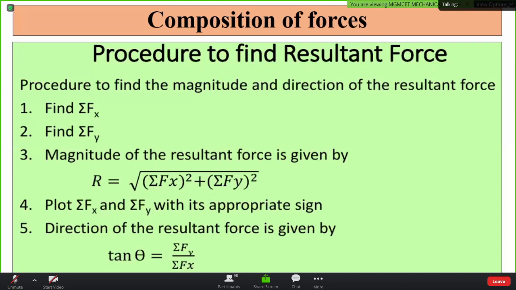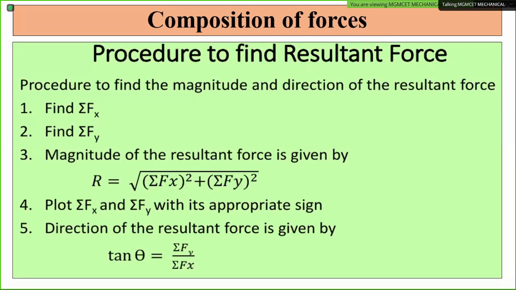Find the summation of f of x. So you have to add all the forces' x components. Then find summation of f of y. It is nothing but the addition of all y components of the forces. So if four forces are there, they will have 4 x components and 4 y components. We have to add them. Suppose four forces are given, they will have 8 components. So we are increasing the forces, from 4 to 8.